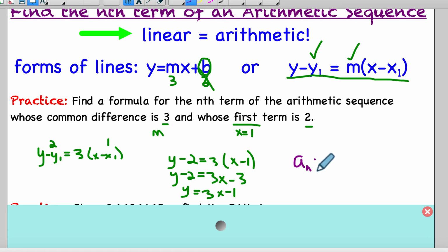So the nth term is going to replace the value of y. And instead of x, as you guys remember, we're not going to use x, we're going to use n. So the nth term is going to be 3n minus 1. And that's it, right? It does have a common difference of 3 because the slope is 3, and the first term is 2. Notice how if I plugged in 1 for n, I would get 3 times 1 minus 1, which would be 2. So that fits both parts of that.